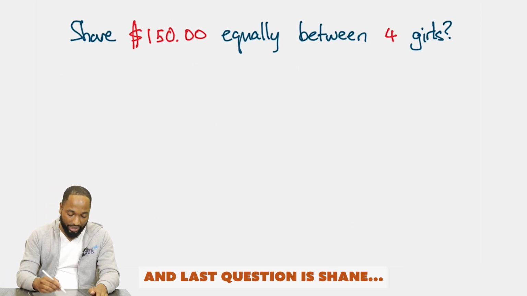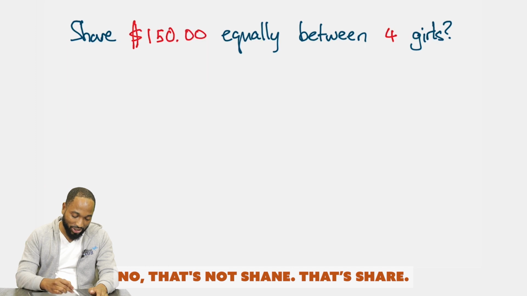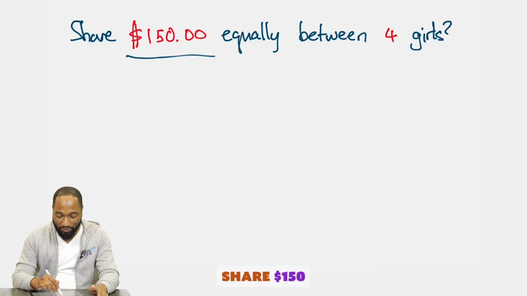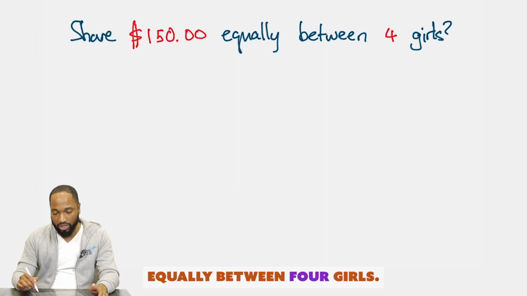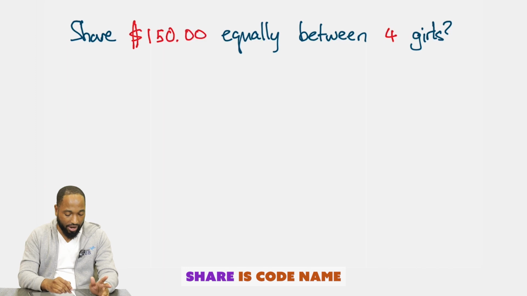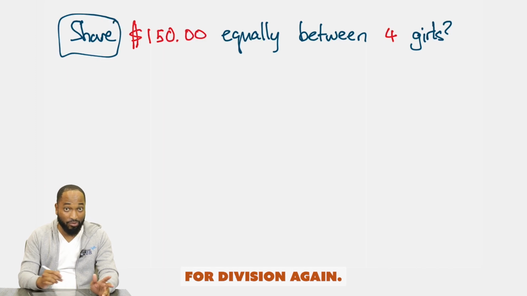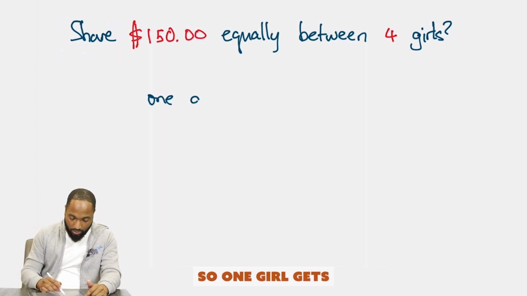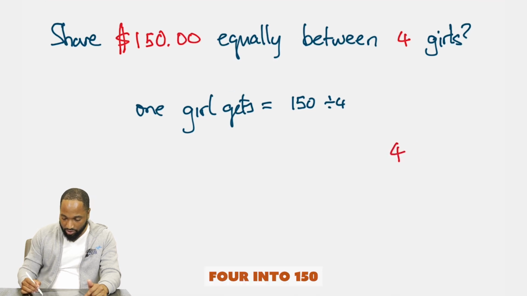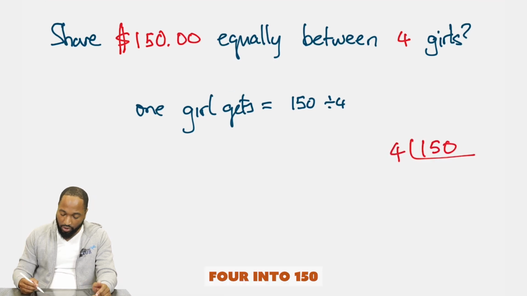And the last question is, share. Sorry for the handwriting. Share $150 equally between 4 girls. So we need to share. Share is code name for division again. So 1 girl gets 150 divided by 4. 4 into 150.